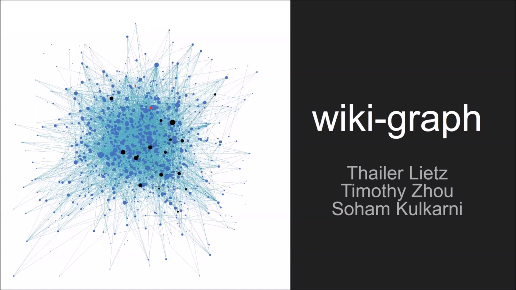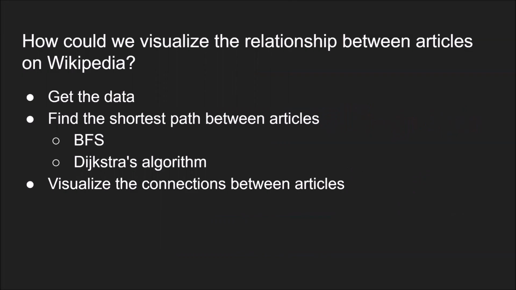And I'm Soham Kulkarni, and together we're working on Wikigraph, which is an effort to visualize Wikipedia and the relationship between articles. When we were thinking about this, we wanted to have a good way of thinking about how articles are related with each other and the best way to present them in a format that is comprehensive. So we started with getting the data.